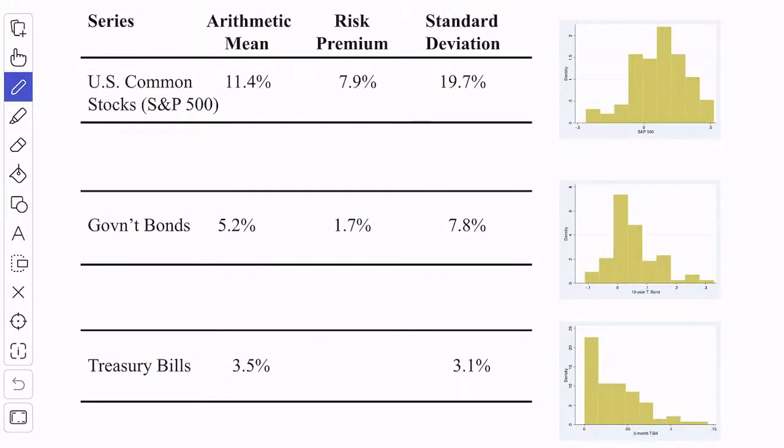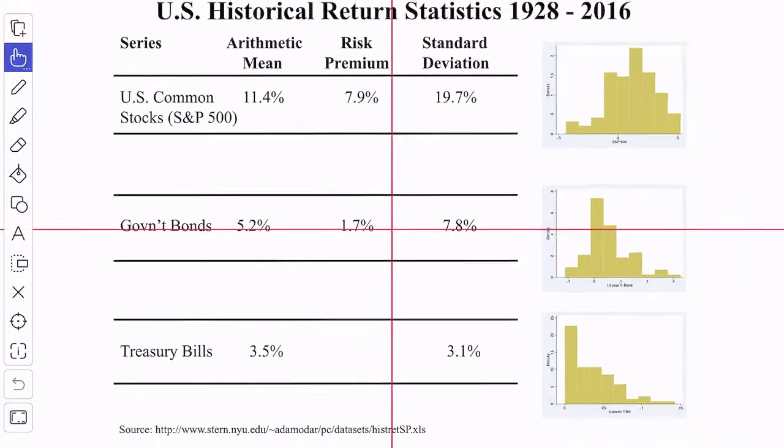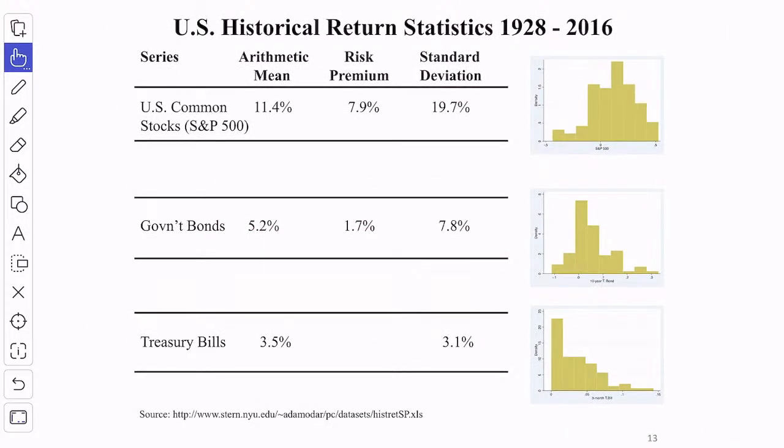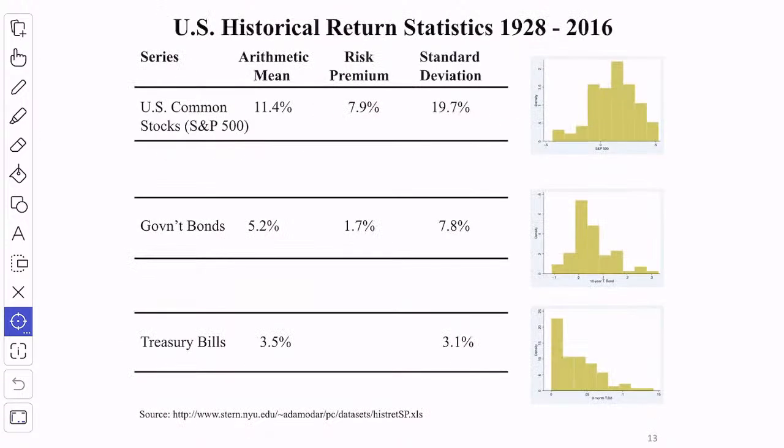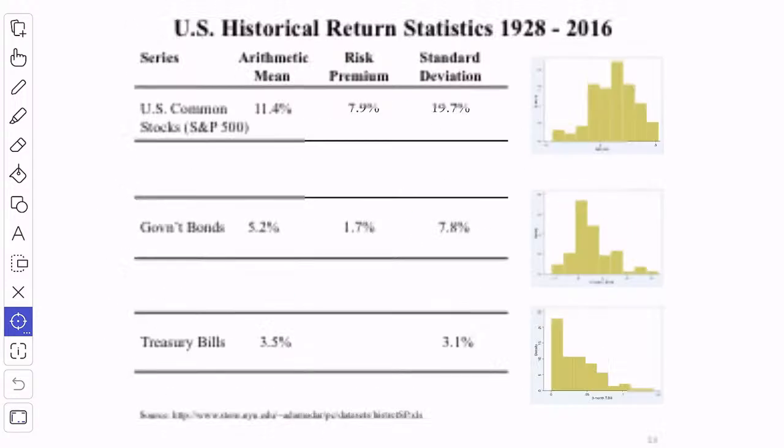And here I have the data all to 2016. I made this myself. Okay, so I updated the data set and I got you some histograms here. And the numbers are similar, with a risk premium of 7.9 for the risky assets in the S&P 500. Standard deviation 19.7. So it's very similar to large company stocks here. Okay, so this is the S&P. And government bonds in general, risk premium 1.7, and Treasury bills here over this period. It's a little bit higher. No, it's about the same.